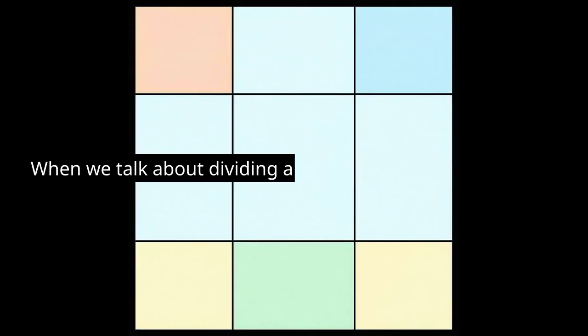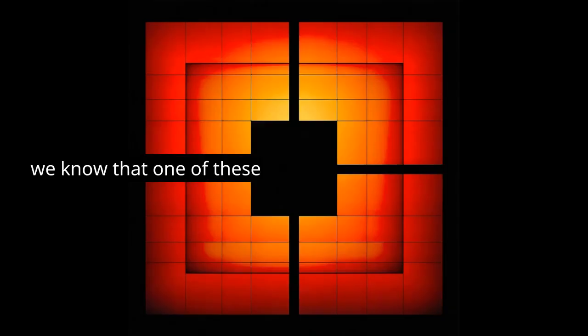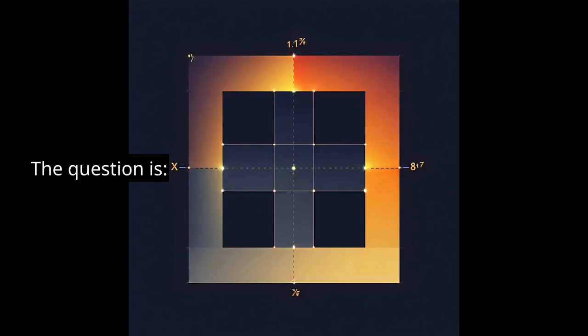When we talk about dividing a square into rectangles of equal area, precision in geometric calculations is key. In this puzzle, we know that one of these rectangles has a width of 8 units. The question is, what are the dimensions of the entire square?